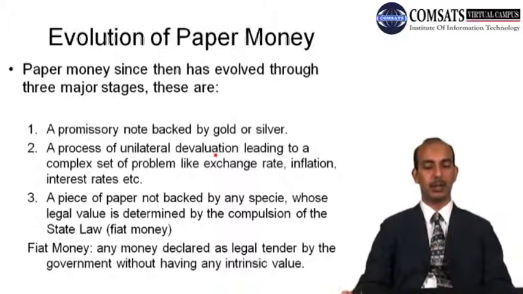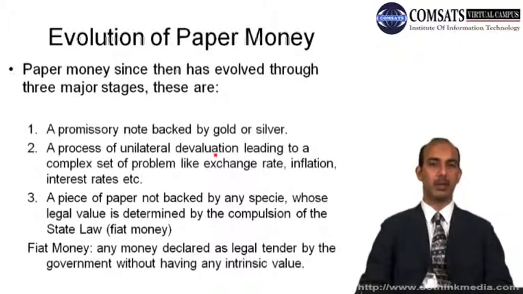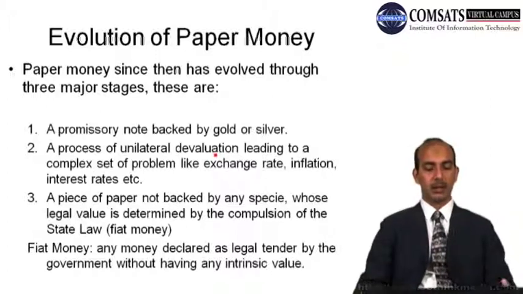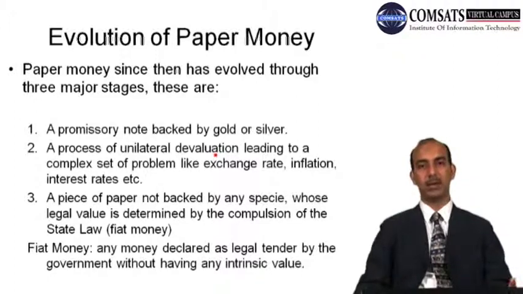When more and more currency is being printed, then exchange rate problems, inflation and interest rate problems surface in the economy. And then a piece of paper not backed by any specie, for example any gold, silver, or any commodity like wheat, rice, barley, as mentioned in our previous slide as well, whose legal value is determined by the compulsion of the state law, then it means the governments or the institutions are printing only fiat money, using only a piece of paper and the services of some printing machinery, they are printing notes or currencies. So as I explained earlier, fiat money is any money declared as legal tender by the government without having any intrinsic value. Without the backup of any asset, whatever piece of paper is printed is taken as fiat money.